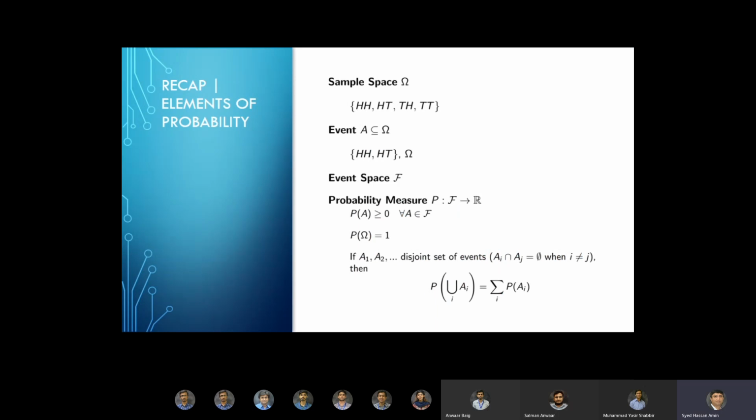So here is a good recap of elements of probability. To understand probability, you need to understand sample space omega. You need to understand an event, which is a subset of omega. There is an event space F. Then the probability measure has properties, axioms that it has to satisfy: probability has to be positive; the probability of the whole sample space is equal to 1; and if A1, A2 are disjoint, then the probability of the union of all the events is equal to the sum of their probabilities. So for disjoint events, you can basically sum up their probabilities.